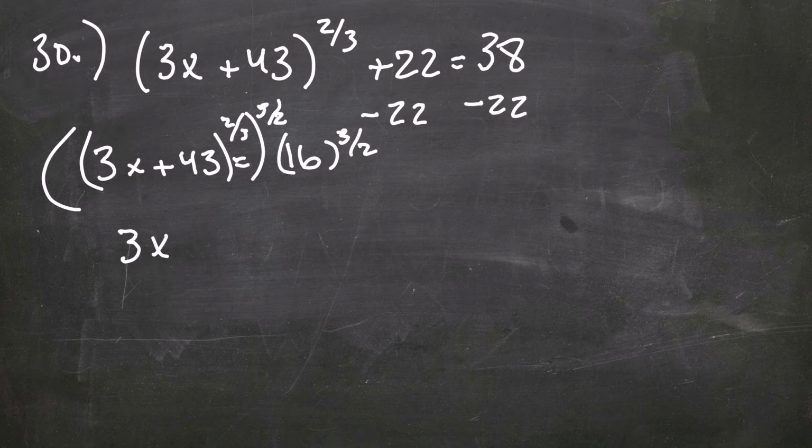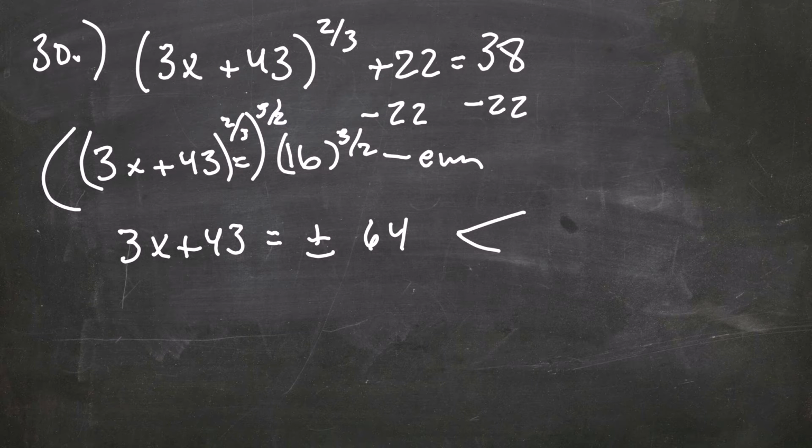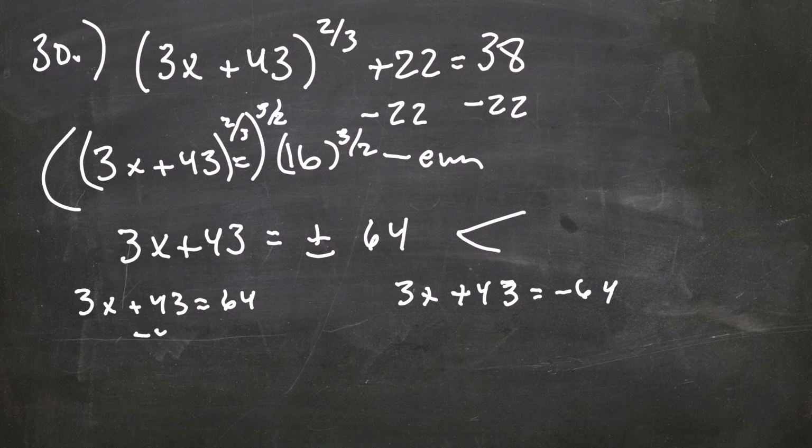So I get 3x plus 43 equals plus or minus, because that's even, 64. So now, remember that's two answers, so I have 3x plus 43 equals 64, and 3x plus 43 equals negative 64. I subtract 43 from both sides. I get 3x equals 21, so I get x equals 7.